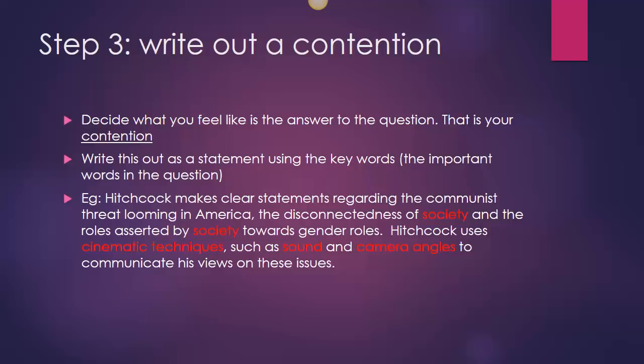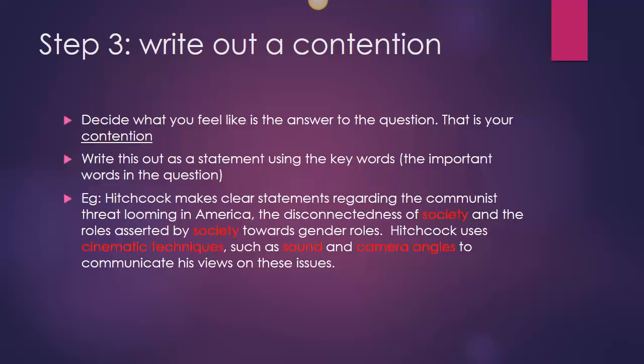So make sure that you can actually use them. So here's my statement that I've decided to use. I've got: Hitchcock makes clear statements regarding the communist threat looming in America, the disconnectedness of society, and the roles asserted by society towards gender roles. Hitchcock uses cinematic techniques such as sound and camera angles to communicate his views on these issues.